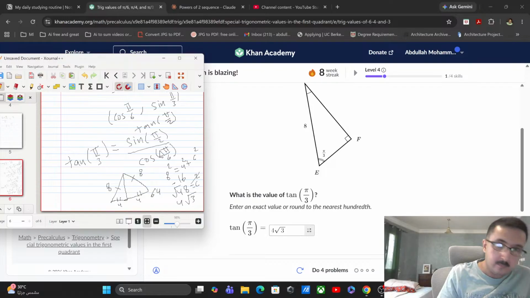Sine pi over 2 over cosine pi over 6. No, different results. So what about cosine pi over 8?